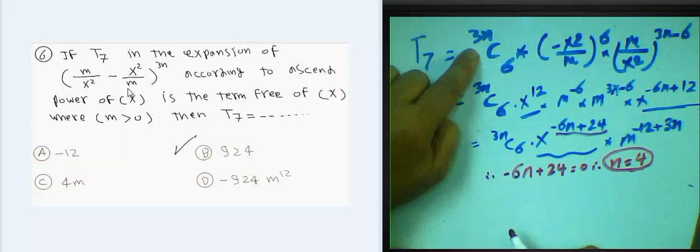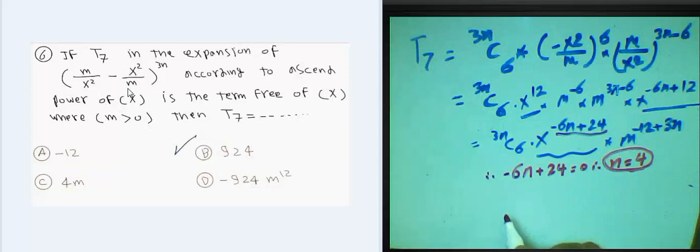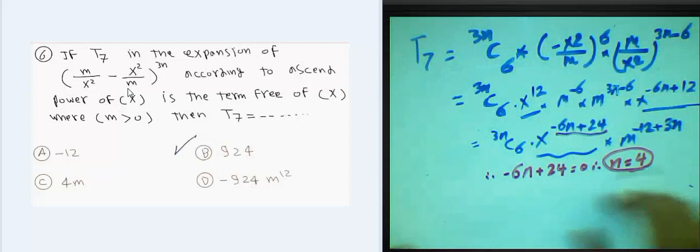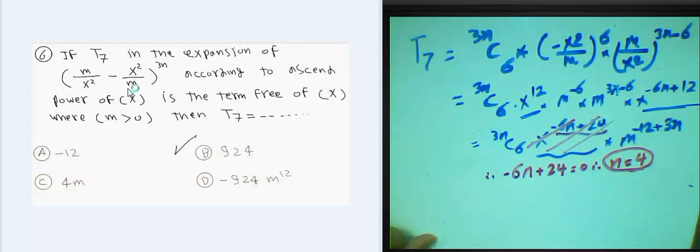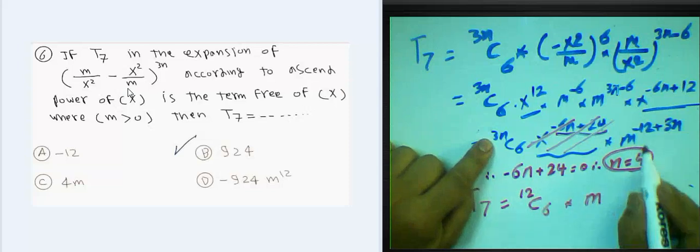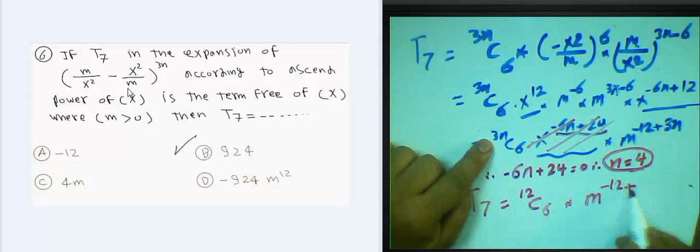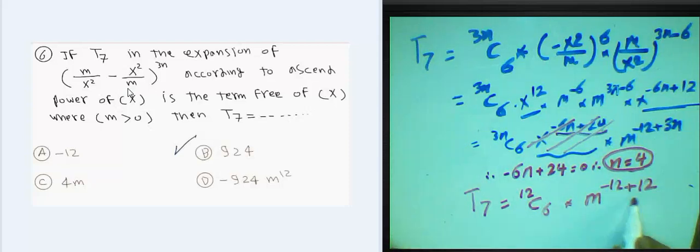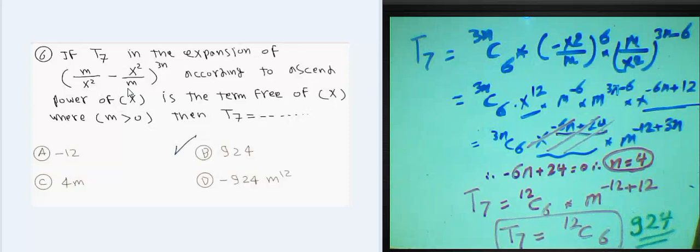Excellent. n equals 4, and we use n equals 4 to find term 7. You can cancel x. To find term 7 in simplest form: 3 times 4 equals 12, combination 6. M to the power negative 12 plus 3 times 4, which is 12, gives 12 plus negative 12 equals 0, so m to the power 0 equals 1. Then term 7 will be 12 combination 6 only. In simple form, we can write it as 924. It's the result for this example.